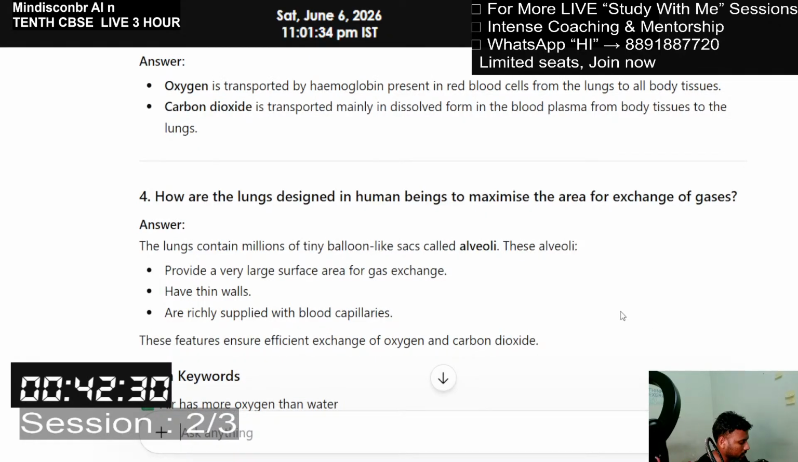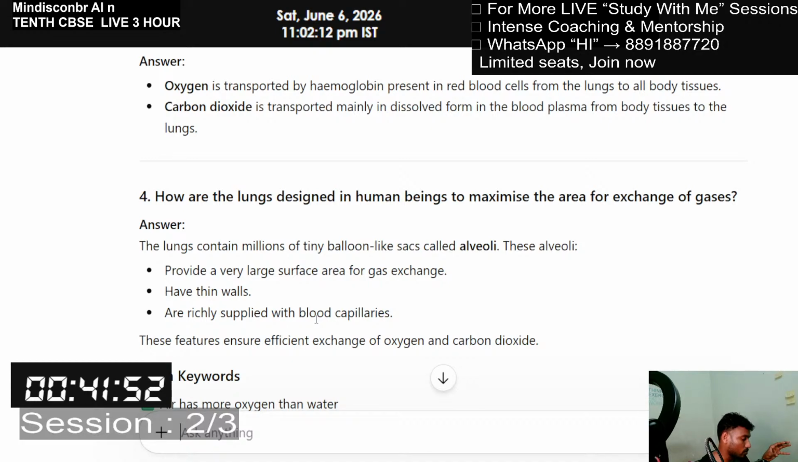How are the lungs designed in human beings to maximize the area for exchange of gases? The lungs have a large surface area, are very thin, and are moist. These features make the exchange of oxygen and carbon dioxide easier and faster. Lungs contain millions of tiny balloon-like sacs called alveoli. These alveoli provide a very large surface area for exchange of gas, have thin walls, and are richly supplied with blood capillaries.